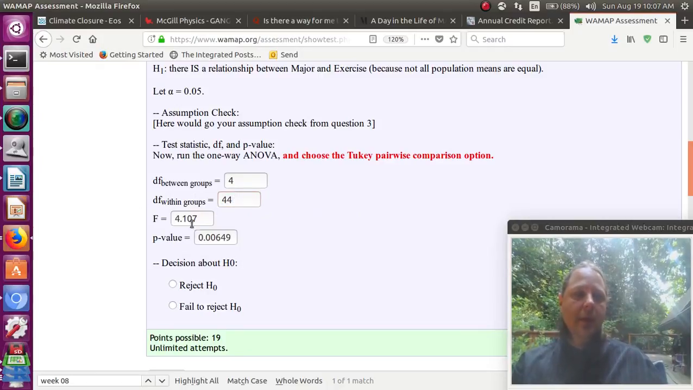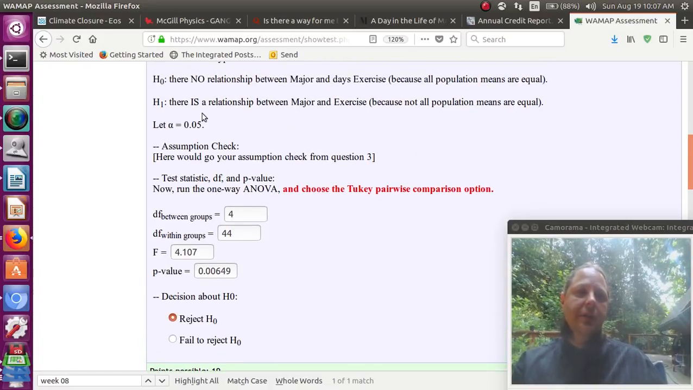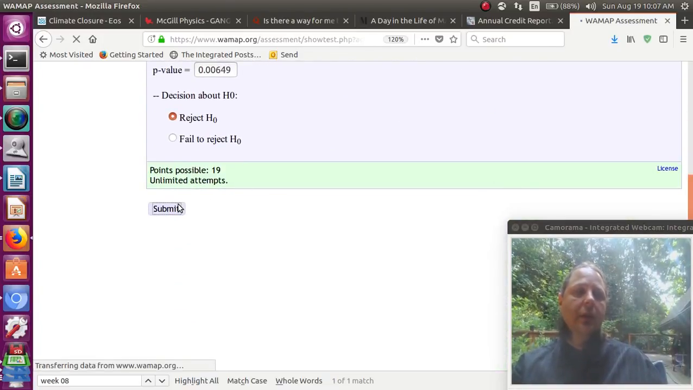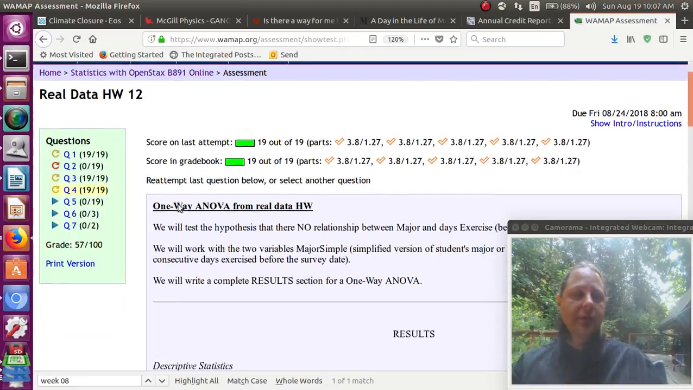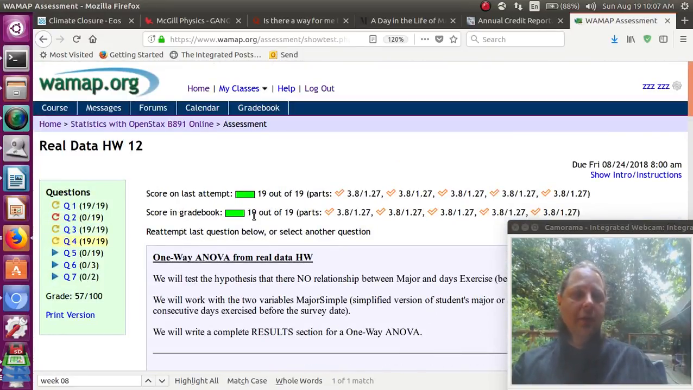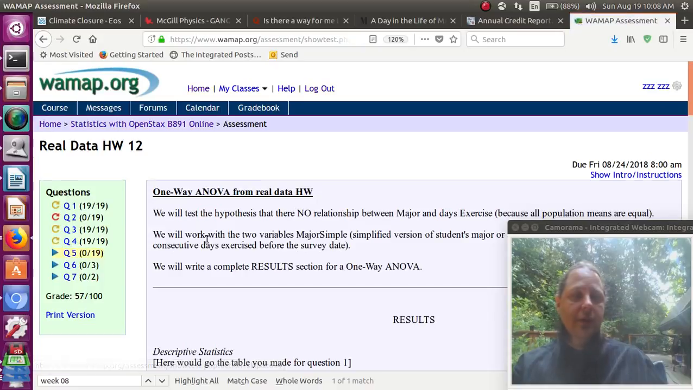Okay? And then my decision: that p-value is smaller than alpha, so I reject H0. H0 said there's no relationship because all means are equal. It means I conclude the means are not all equal, and therefore there is a relationship between major, simple, and exercise. And again, all the responses are correct, but it's giving me a yellow. That's for reasons that are not relevant.